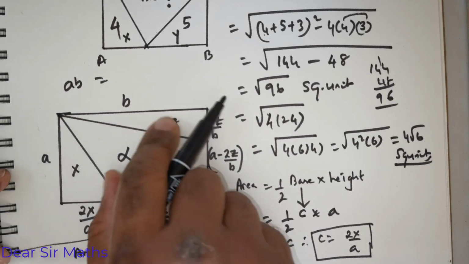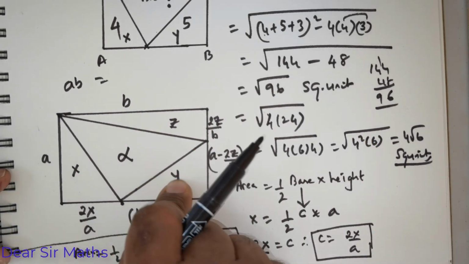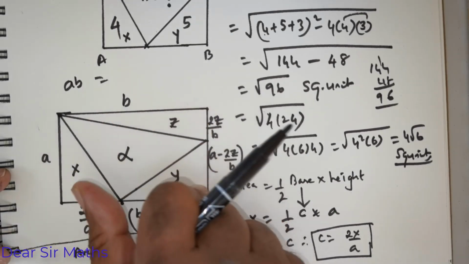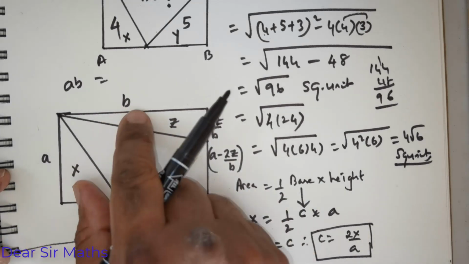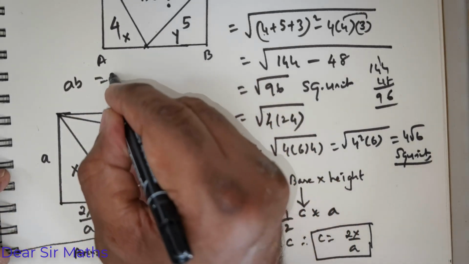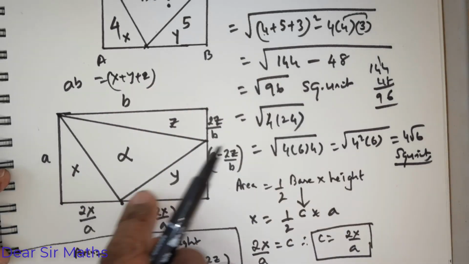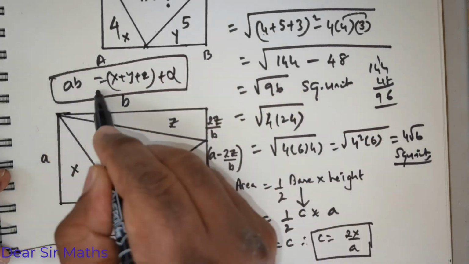But inside the rectangle, what constitutes the rectangle? Triangle 1, triangle 2, triangle 3 and triangle 4. These are the triangles that constitute the total rectangle. So that would mean we need to sum up all of these areas to get the area of the rectangle. So if I were to do that, it's going to be X plus Y plus Z. These are all known, plus alpha is the unknown. So that is going to be the value of AB.